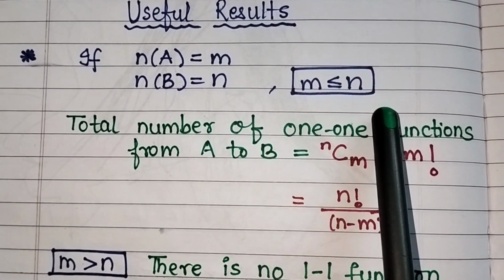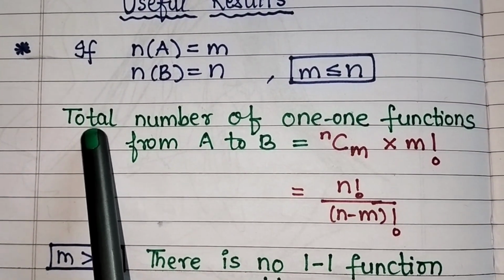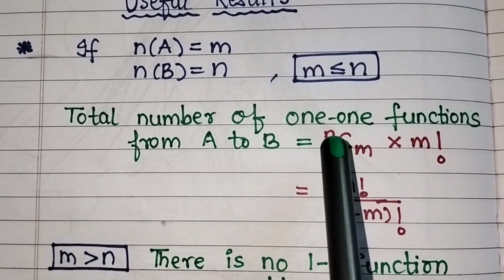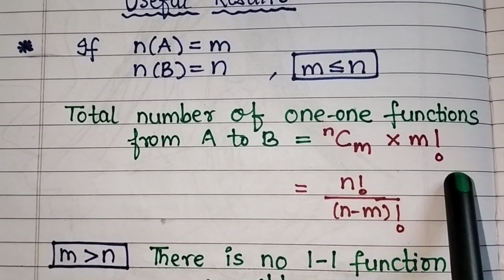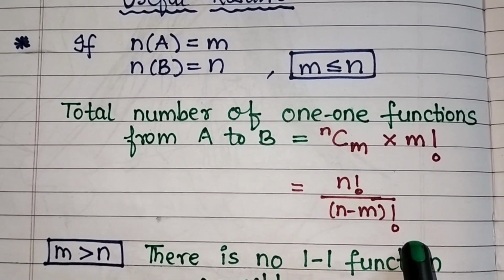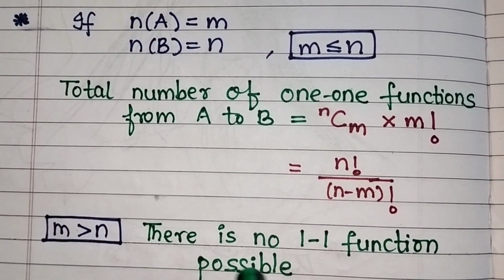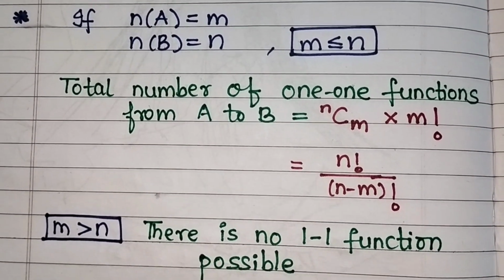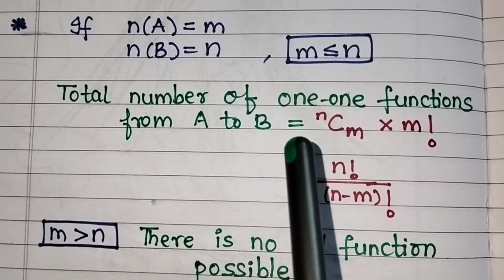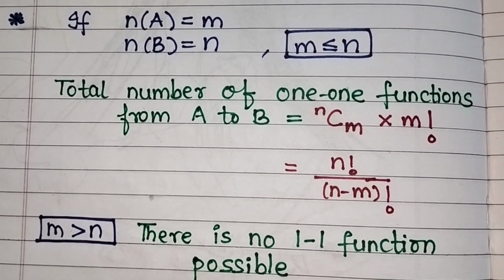Okay. Now the first condition is if you have m less than or equal to n, then in that case total number of 1 1 functions from A to B is given by this formula, that is n choose m into m factorial. When you solve this, you will get n factorial upon n minus m factorial. Now in the second part, if m is greater than n, then there is no 1 1 function possible. Okay, so you have to remember these 2 points. For m less than or equal to n, you have these many 1 1 functions, and if you have m greater than n, there is no 1 1 function.